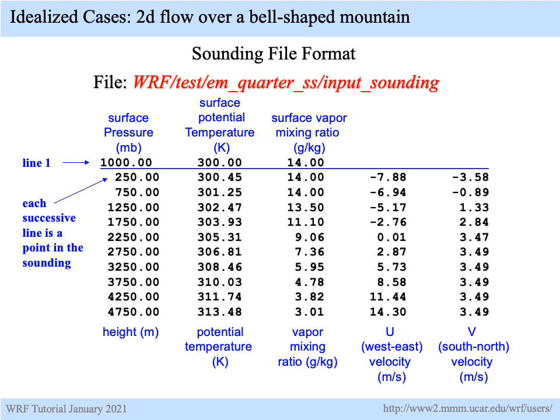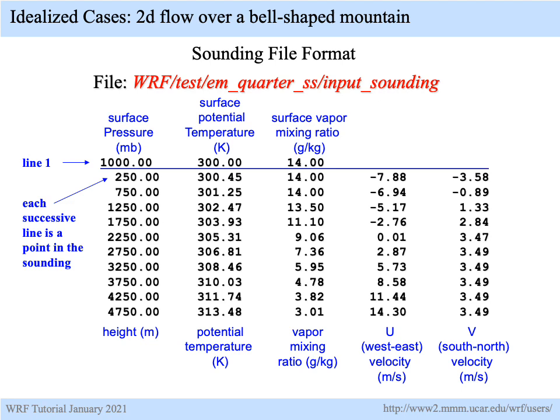Input soundings are used for a number of the idealized test cases, and these soundings are read in from an ASCII file. You can edit it with any standard editor. That file, here for the EM quarter SS test case, is structured as follows. The first line contains 3 real values: the surface pressure in millibars or hectopascal, a surface potential temperature, and a surface water vapor mixing ratio in grams per kilogram.